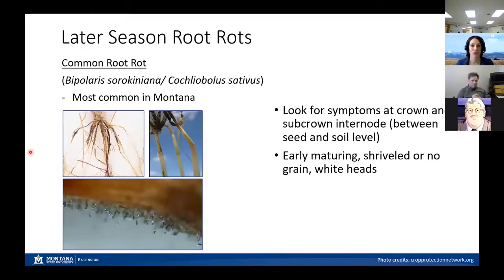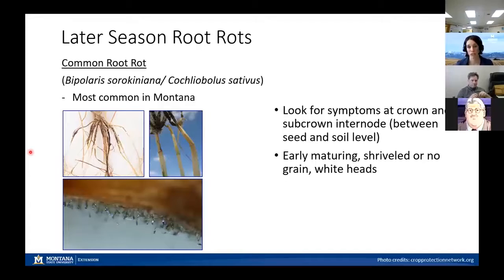And so common root rot, as the name implies, is the most commonly observed root rot in Montana. The tricky thing with root rots is that by the time you observe symptoms in the above ground parts of the plant, the root rot has already well established in your crop. And so to find earlier season symptoms, you'll have to actually dig up a couple of plants and look at the roots and crowns to determine if there is a root rot going on.